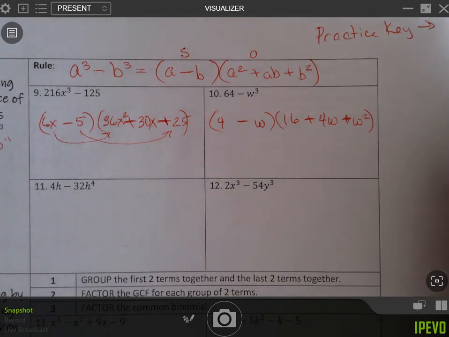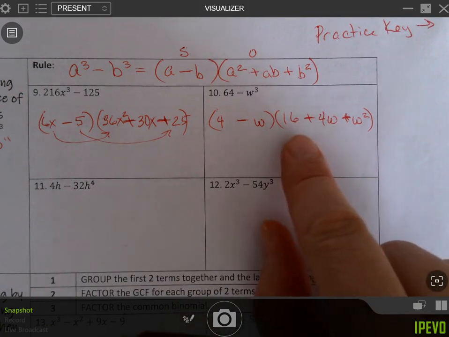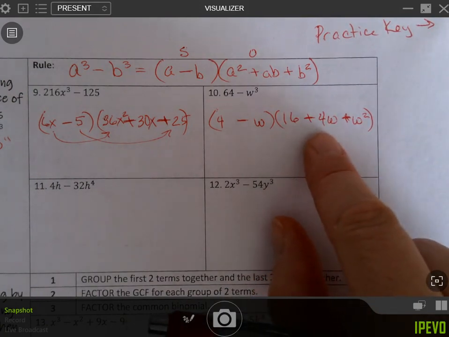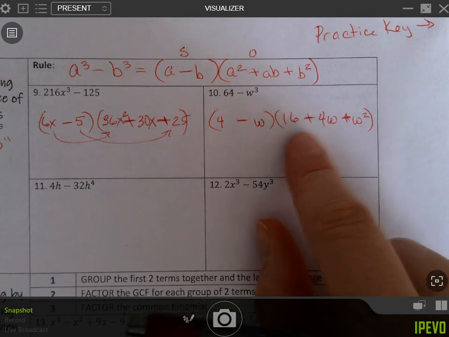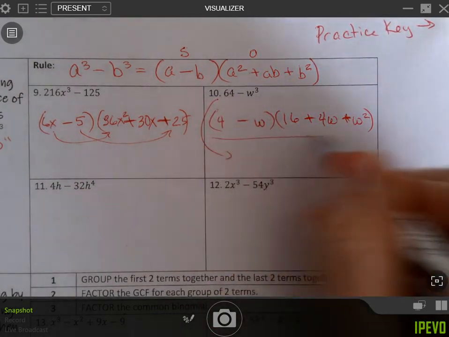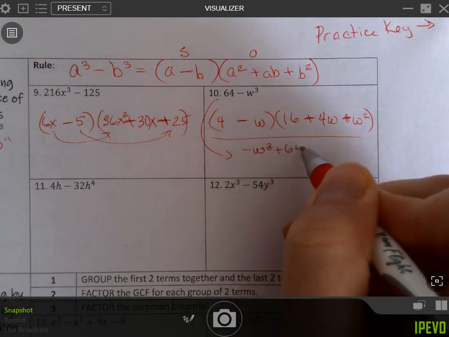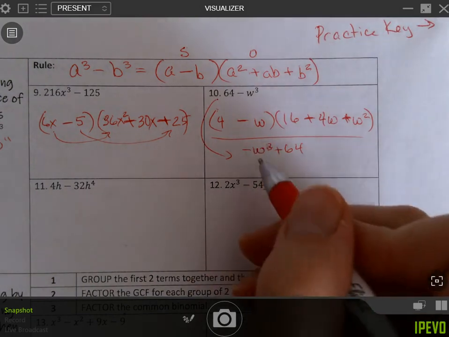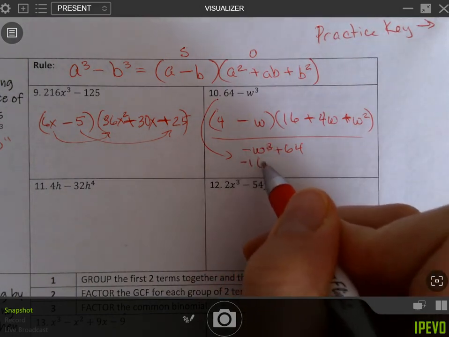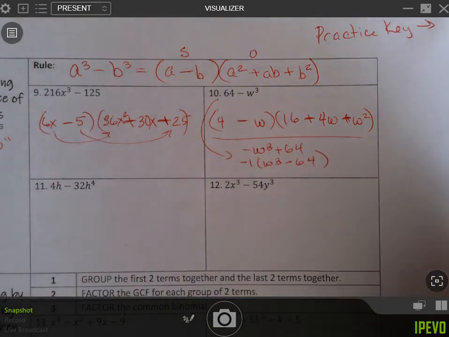That's it. I'm done. This is a classic example of one that looks like it factors down, but the factors of 16, 4 and 4, would add up to 8, so it doesn't factor further. I'm going to say it one more time. If you would have rearranged it and made it negative w to the third plus 64, you can't just switch the signs. You would have to make it negative 1 times w to the third minus 64, and it would factor just the same. Our signs would be the opposite, and it all works out.